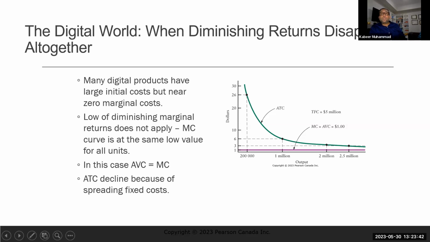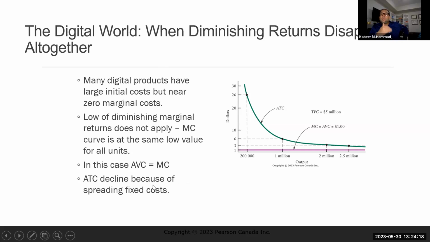So in that case, the average total cost curve is not U-shaped, it's always decreasing. Many digital products have a very large initial cost but near-zero marginal cost. So the law of diminishing marginal returns does not apply. The marginal cost curve is the same low value for all units. So in this case, average variable cost equals marginal cost, and ATC declines because of the spreading of fixed cost.